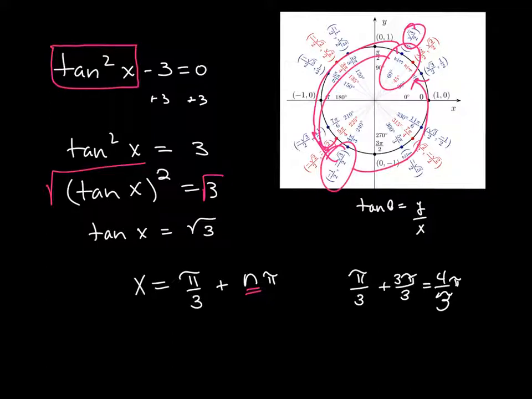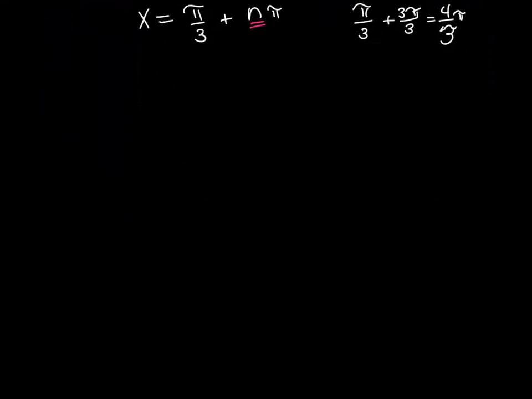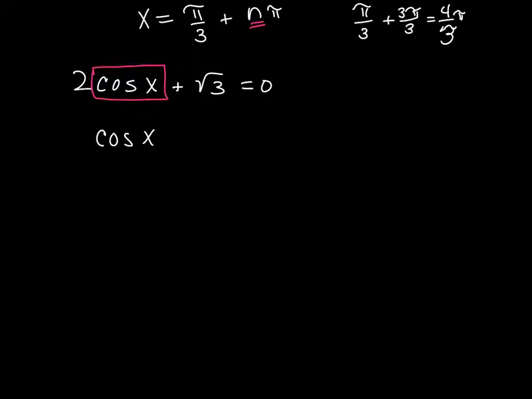Let's go ahead and look at a few more of these. So what I have for the next one is where we have 2 times the cosine of x plus the square root of 3 is equal to 0. Again, we're getting this argument all by itself. So I'm subtracting the square root of 3 and then dividing by 2. When I do that, I get the cosine of x is equal to minus the square root of 3. Divide everything through by 2.